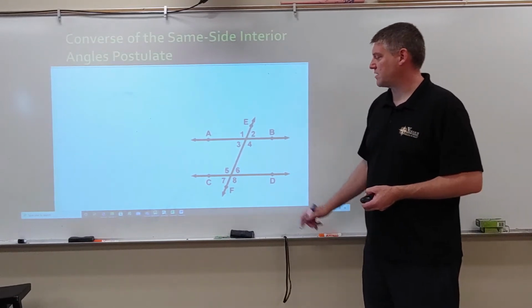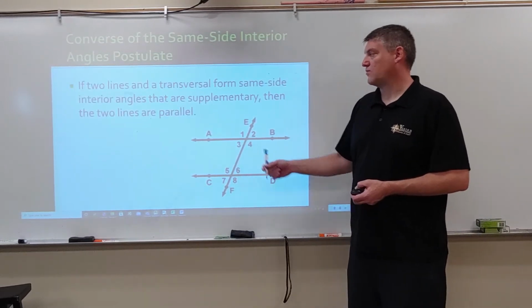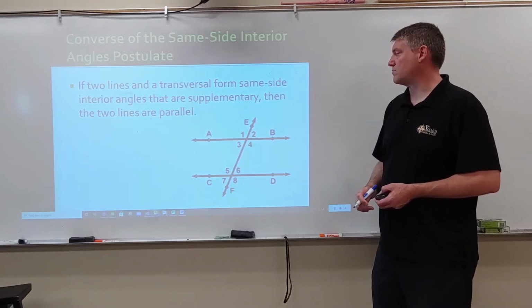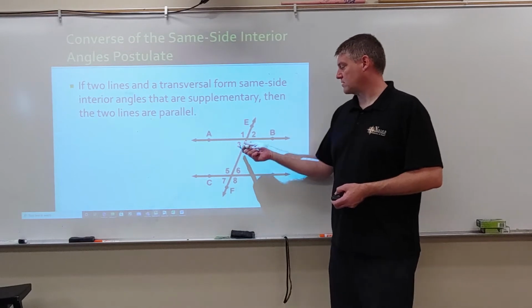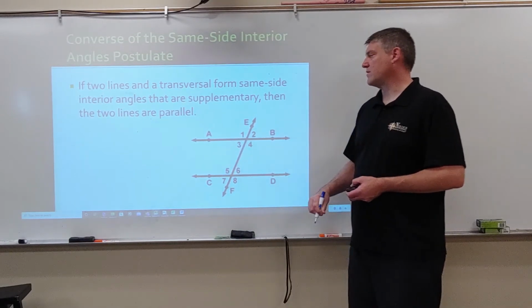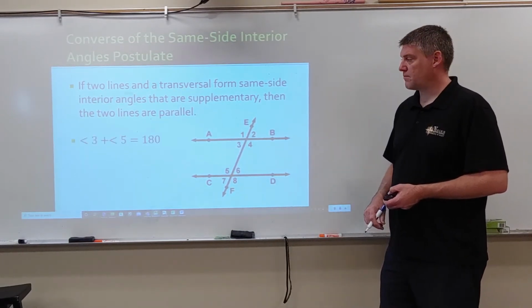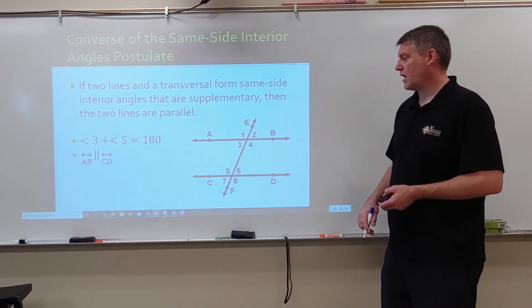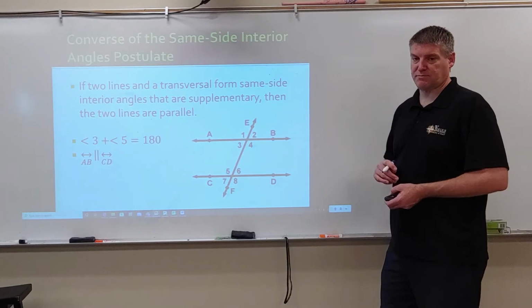Converse of the same side interior angle postulate. If two lines and a transversal form same side interior angles that are supplementary, then the two lines are parallel. Okay, angle 3 plus angle 5 equals 180. Now I know AB is parallel to CD.